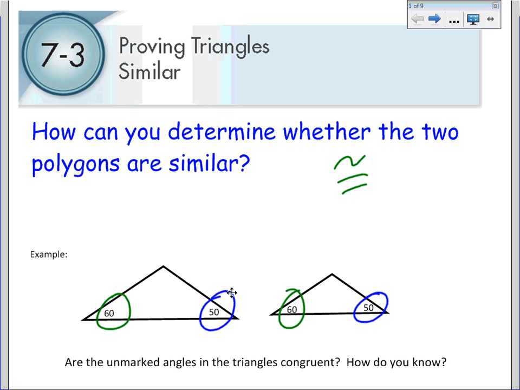Now, do we know that the red angles are congruent to each other? Yeah, why? Because the angles are congruent because of what? You were given two already, and they both add up to 110. And we know, therefore, that the third angle has to be the summation of 180 degrees, because we know that a triangle's interior angles are 180 degrees.